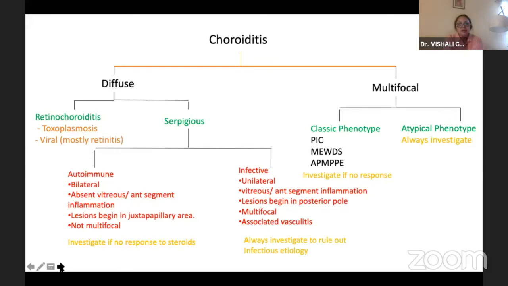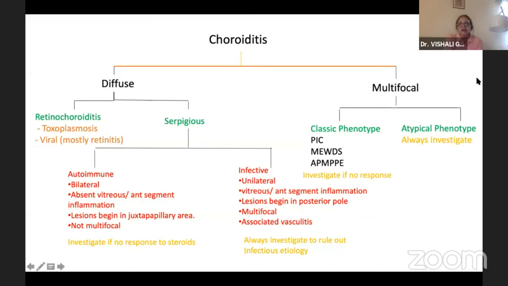So in a nutshell, if it is choroiditis, look whether it is diffuse or multifocal. If it is diffuse, if it is primarily retina involvement, it could be toxo or viral. If it is primarily choroidal involvement and looks like serpiginous, rule out all the causes for infective, but in the meantime, be careful that it could just be an autoimmune variety which has a very different phenotype.